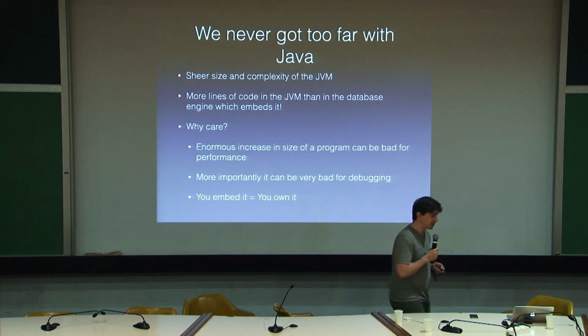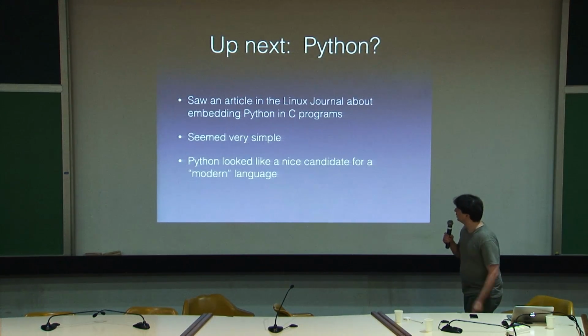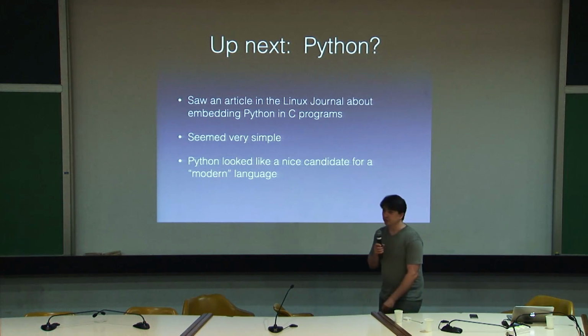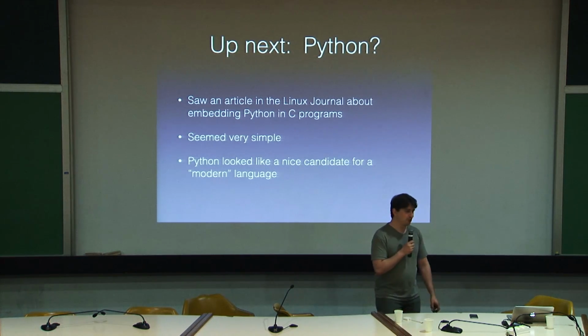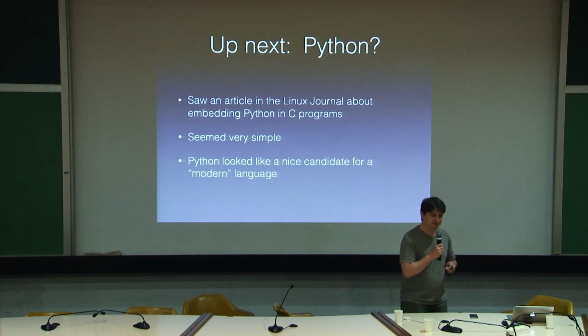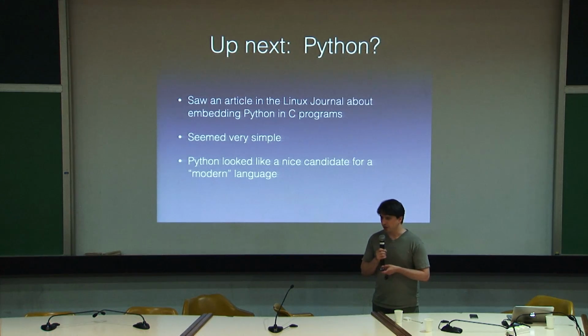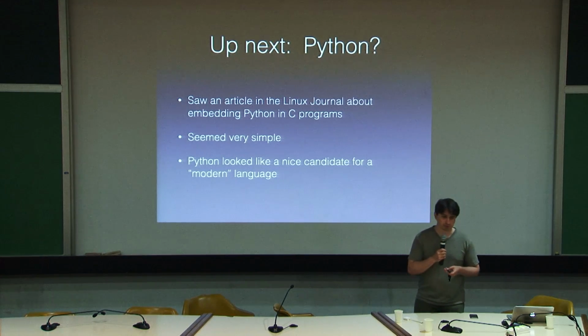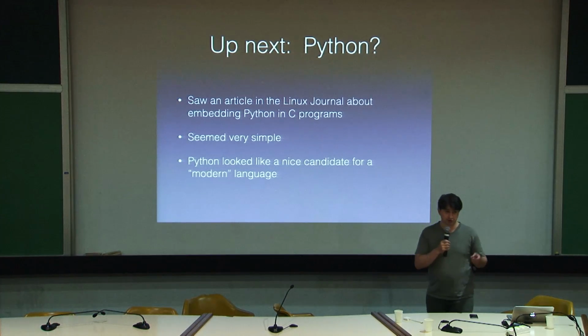So we abandoned Java at some point. Said, okay, let's try Python. So I stumbled into some article, and I think it was a Linux Journal. It was, how to embed Python in a C program, and it was in 30 lines of code. It looked great. I said, okay, let's give this a shot. Let's try Python. You can embed it in like 30 lines of code. It's pretty simple, relatively simple. It seems like it's going to work. Looks promising too. Looks like a nice, clean-ish language.